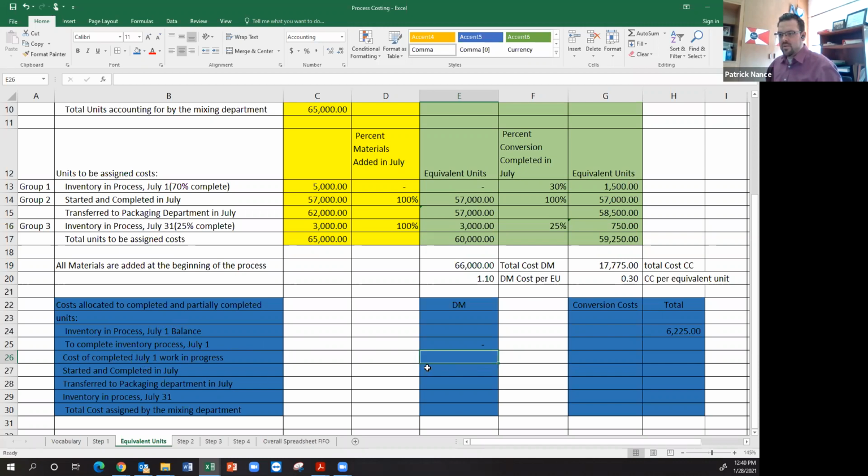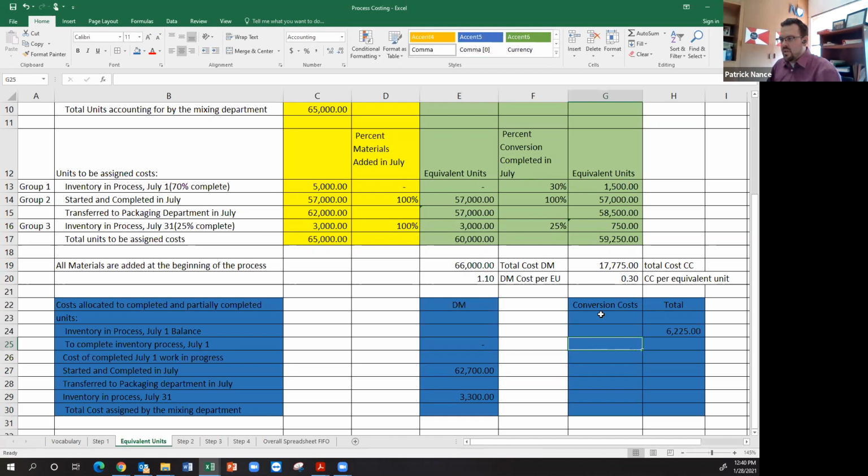So now my started and completed. Started and completed, I can take the 57,000 times 1.1 to get 62.7. And then inventory in process from July 31st, I could take the equivalent units 3,000 times 1.1 to get 3,300. Okay, so those are the 3 lines that I need.